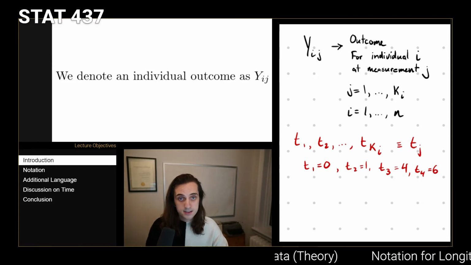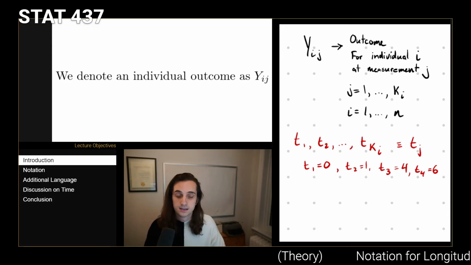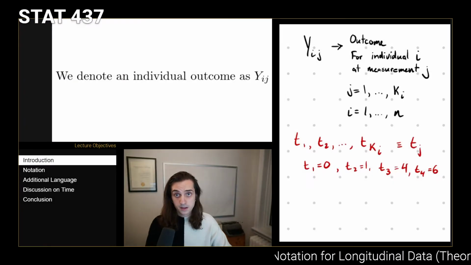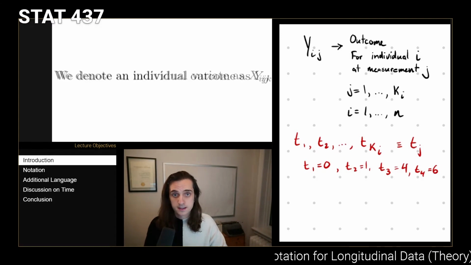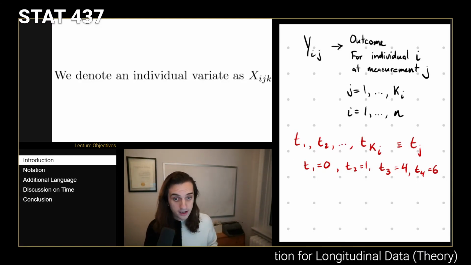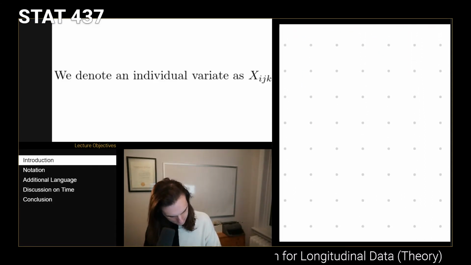And so then we can do a similar thing if we want to look at explanatory covariates. And so instead of using y_ij, we're going to use x_ijk.